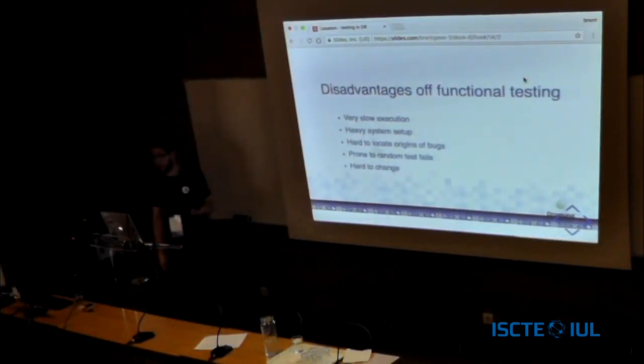It also has some disadvantages. It's a very slow execution time. You'll see in a minute that it gets really slow, especially when you have a lot of tests. It requires a little bit more system setup. It's still doable, and I'll cover how to set it up. It can be hard to locate the origin of bugs. It's also prone to random test fails. It's possible that your test just fails and you have no clue why. Try to rerun the test. It's possible that it will work then. I've had a problem with uploading a patch that it didn't work. Retested it and it worked. They can also be hard to change.